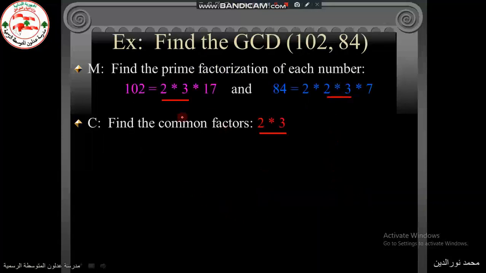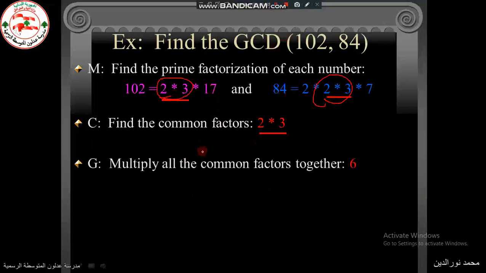Okay, so if we look at the prime factors, 2 and 3 are present here and present here at the same time. So these are the common prime factors, 2 and 3. So the greatest common divisor or factor is 6. So the GCD of 102 and 84 is 6.